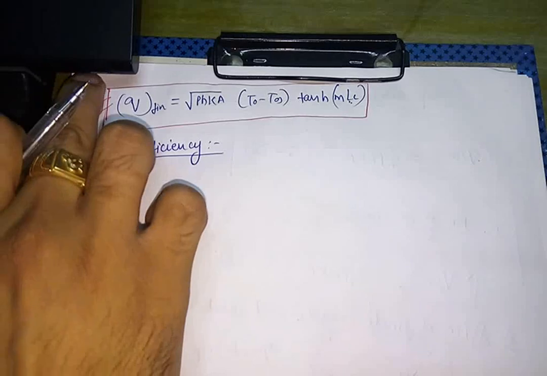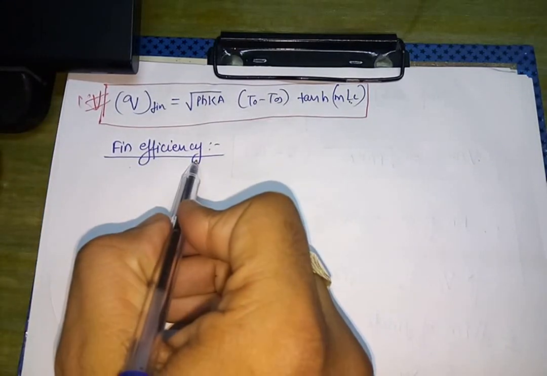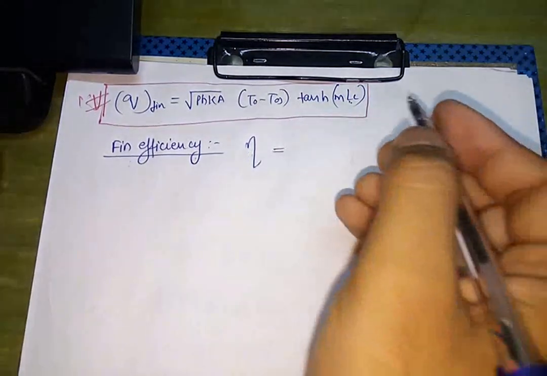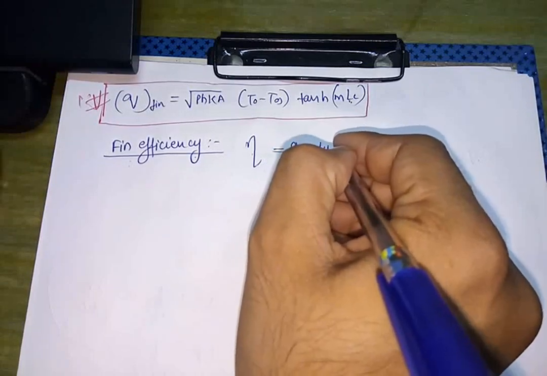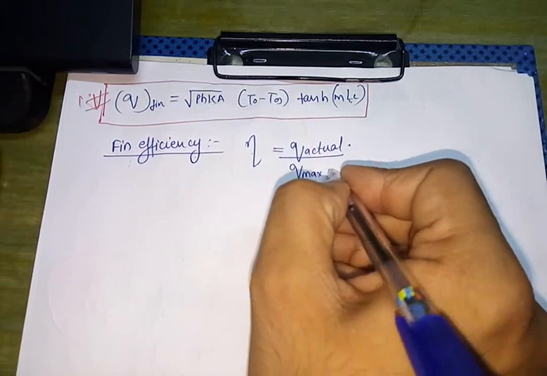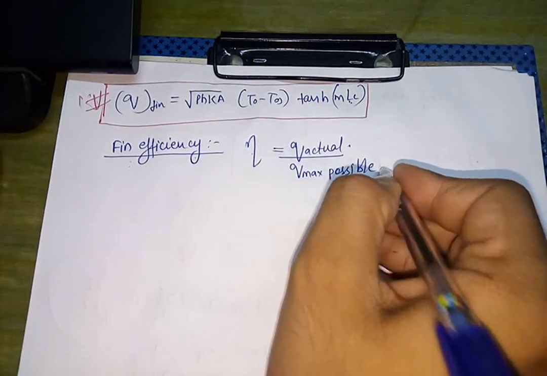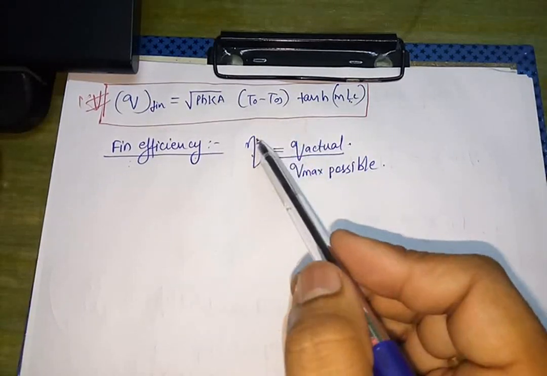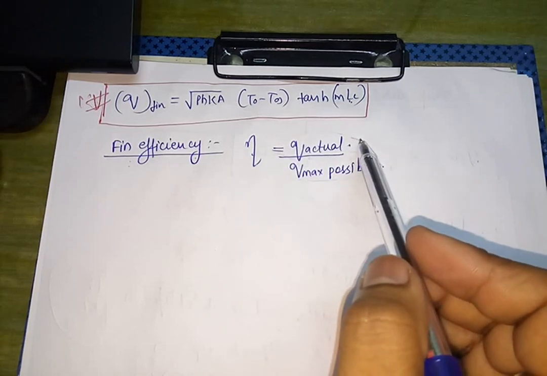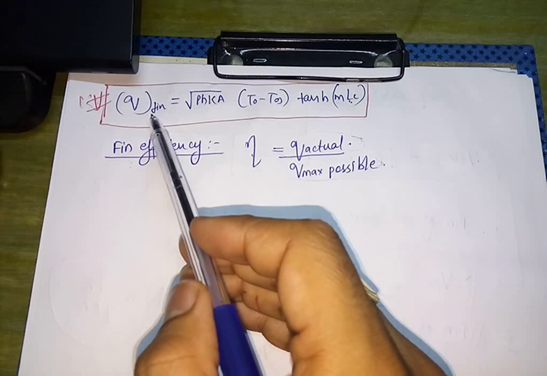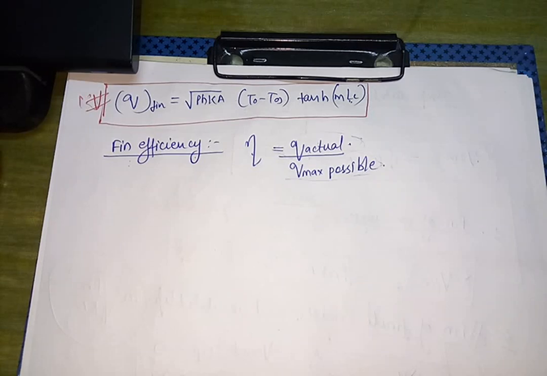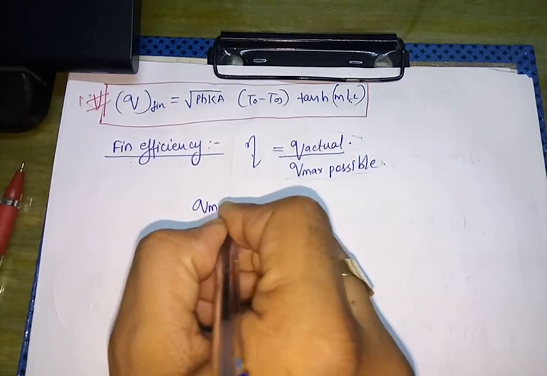Now, one very simple and important topic that we will discuss is fin efficiency. What is the efficiency of the fin? It is represented by the symbol eta, and efficiency of the fin is equal to Q actual taking place upon the Q maximum possible. As we know, efficiency will definitely be less than 100%. The Q actual will be the Q fin, in any of the three cases, whereas the formula for Q maximum possible would be how much?